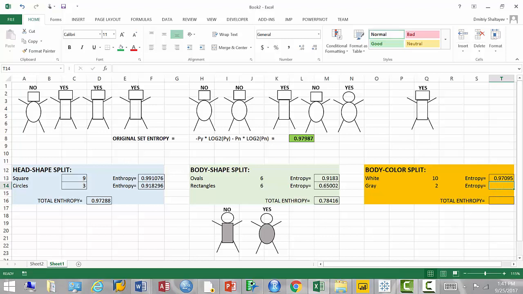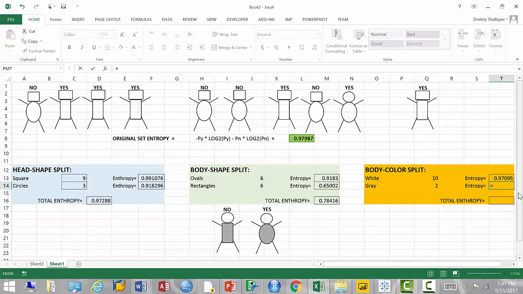Well, let's take a look at the gray set, right? And here is a perfect 50-50. So entropy is going to be what? 1, exactly 1, right? Because it's a pure mixture, a 50-50 mixture, as disorganized as it can get. So the entropy is going to be 1.